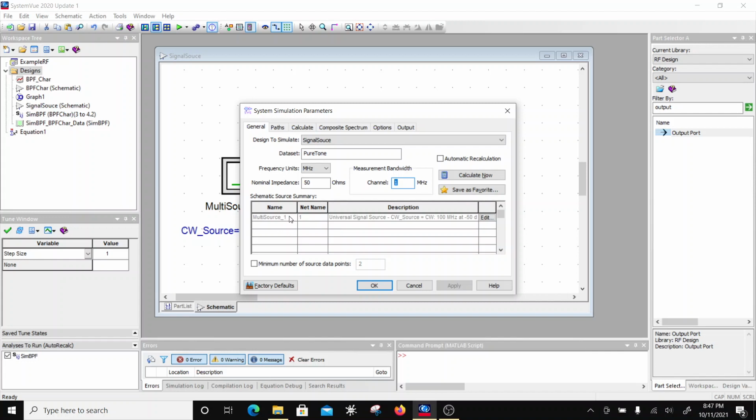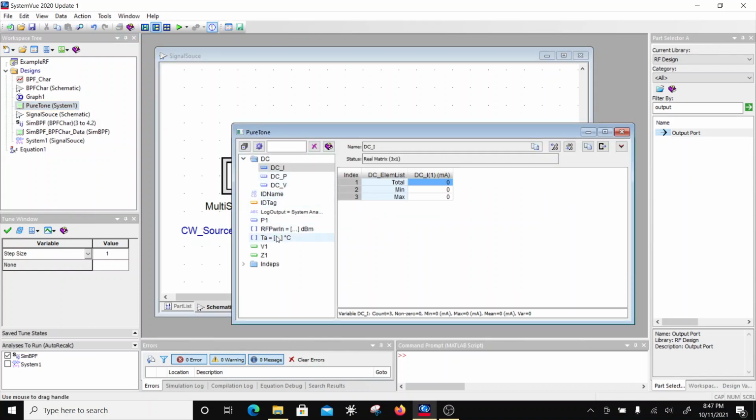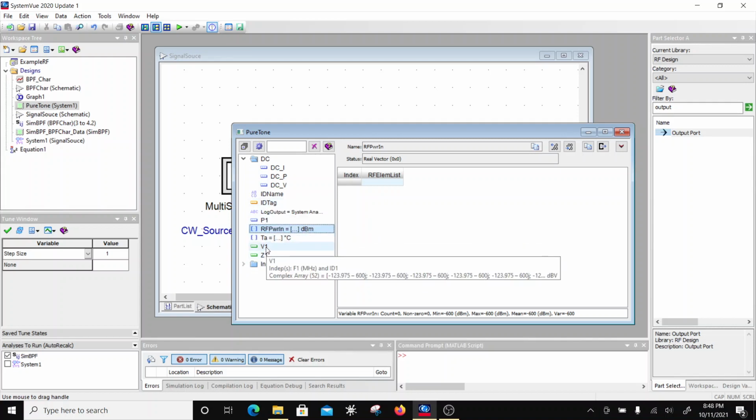And it says that, okay, the summary of the schematic on which it is applied, there is only one source here which has these characteristics, and say OK. So once you do that, and you click this, you have a second data set which is generated, which is pure tone, right? Now you can look at it by double clicking at it, and you can look at, let's say, DC independent. You can look at the power level, or this is the voltage level.